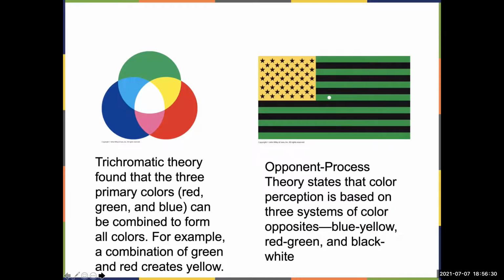So here's another thing that I want you guys to do for a second. So you'll notice the American flag, and the American flag is actually using the opponent process theory, right? So I'm going to shut up for about 30 seconds, and I want everyone to stare at the white dot in that flag until I tell you to stop. Just stare at the white dot.